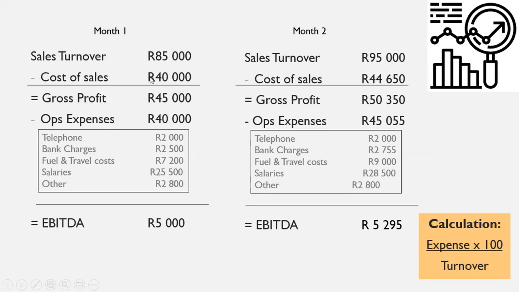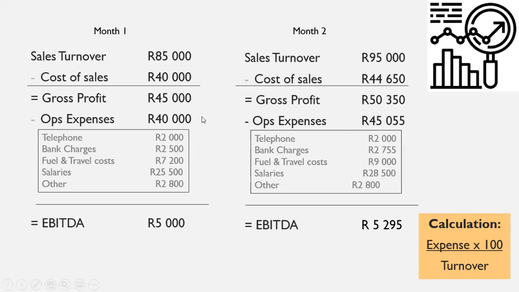Then we have our cost of sales, and we see that our cost of sales has gone from 40,000 to 44,650. So that's gone up. And our GP has gone from 45 to 50,350. If we look at these numbers, we go, wow, we're making more gross profits. So that sounds like a really good thing. Then our ops expenses have gone up to 45,055 from 40,000. And now we have to look at what has gone up here, because we need to investigate this.